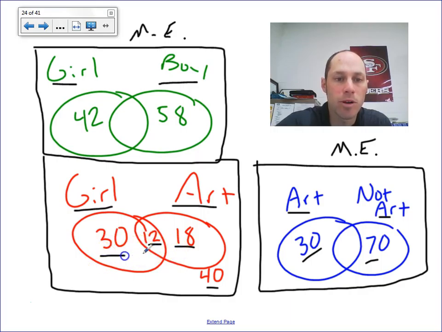Or with a Venn diagram, we can quickly say girl or art is these three circles. Or how many are not fans of art? Well, this is the art circle, so there's 30 plus 40, 70 out of the total. So we can compare those, and it's visually right there for us, and we can see that.